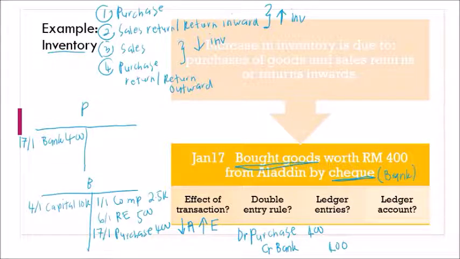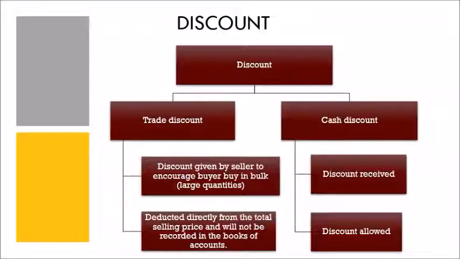Okay, let's go to next. You guys can read in detail about inventory in chapter 4, on page 44 of your book, so you could understand more. Okay, so next we're going to go into discount. So discount is also for inventory. Okay, so for discount there are two types. The first one is trade discount, and the second one is cash discount.